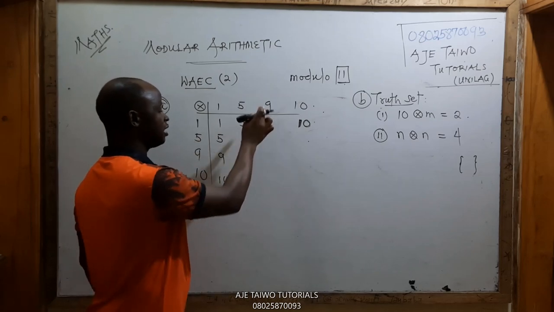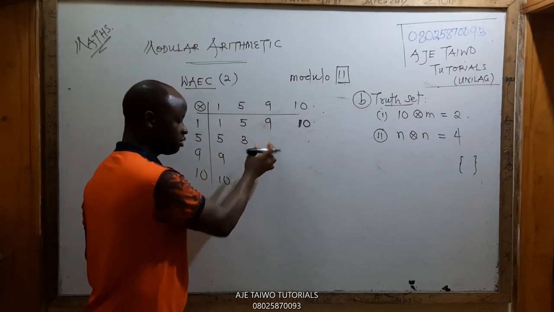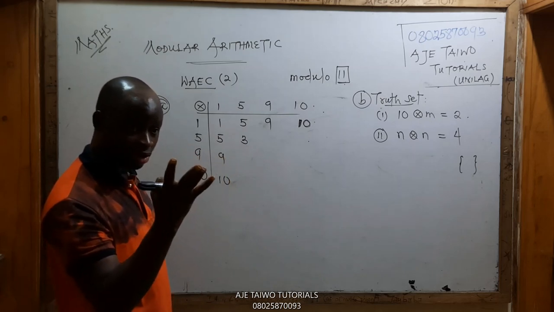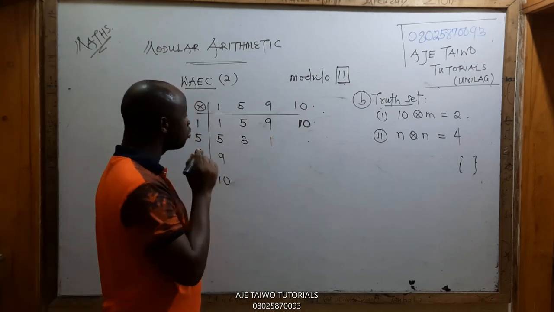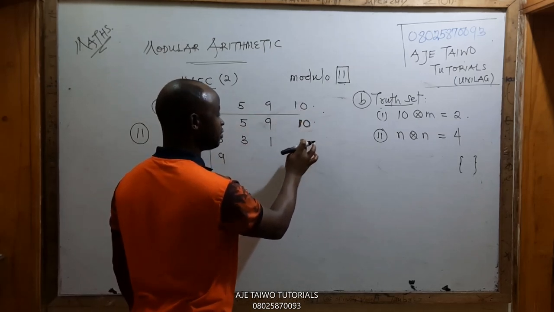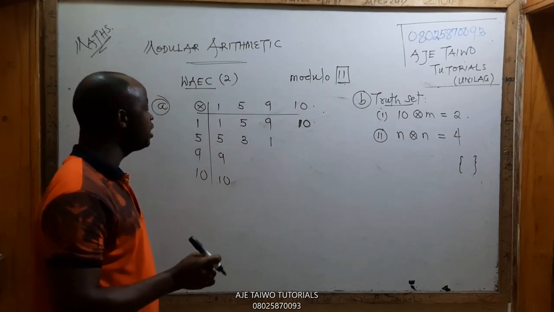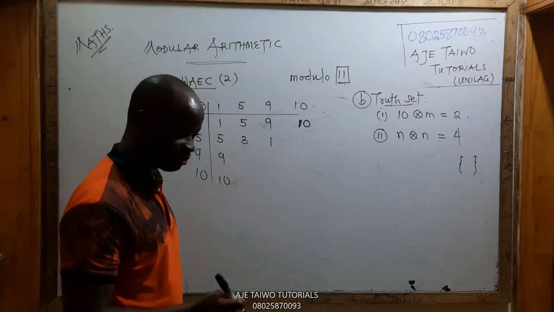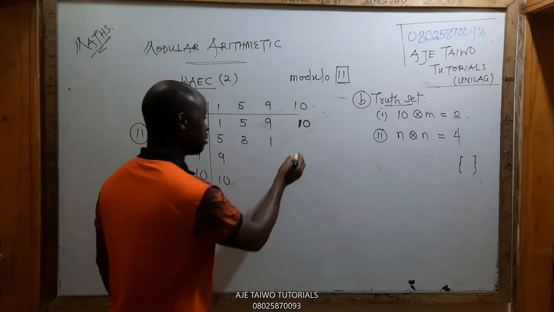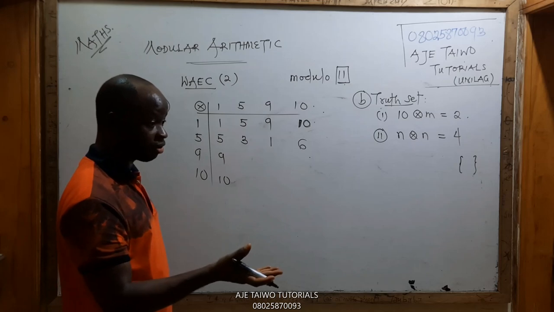5 times 9 is 45. You now check, how many 11 can you see in 45? That's 4. That's 44. Remainder 1. You put the remainder down always. 5 times 10 is 50. How many 11 can you see in 50? That's 4 11s, that's 44. It remains 6.